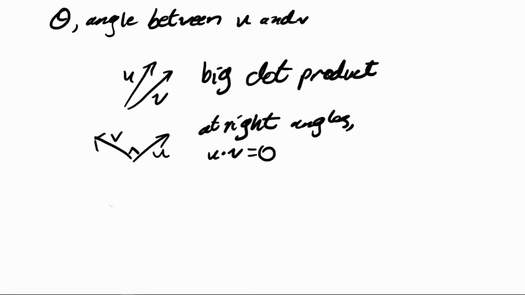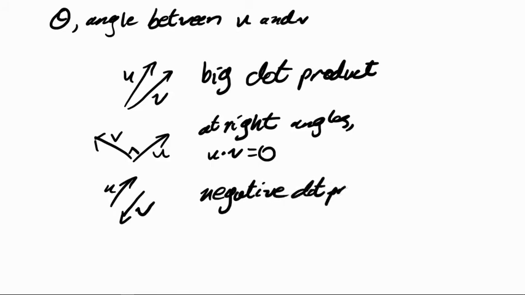Now if one is going in one direction and one is going in the other, then you get a negative dot product. This is to sort of say they're kind of similar, but they're opposite. Right? They're not completely different like at right angles, but they're not the same. They're opposite, so we go negative.